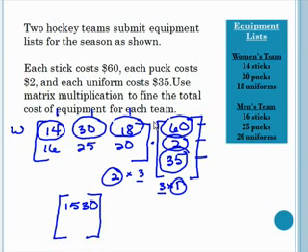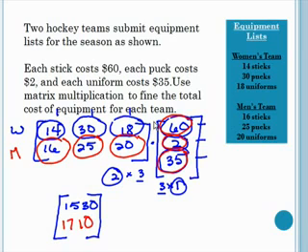Now when we multiply the second row times the first column, we end up taking the men's information. So the men want 16 sticks at $60 each, plus they want 25 pucks at $2 each, and they want 20 uniforms at $35 each. So when you multiply and then add to get their total cost, they are spending $1,710. Okay, so see how it really takes that information, and it really helps to figure things out, to get it all organized, and then come up with what you're looking for. Okay.